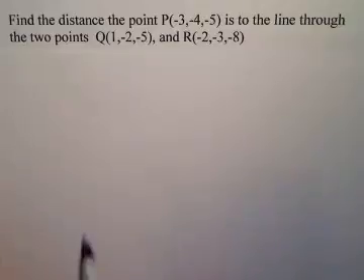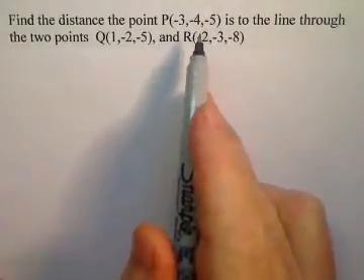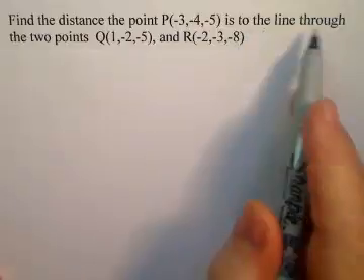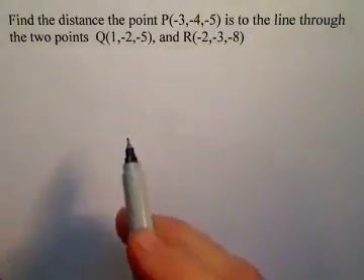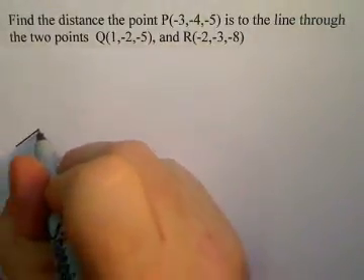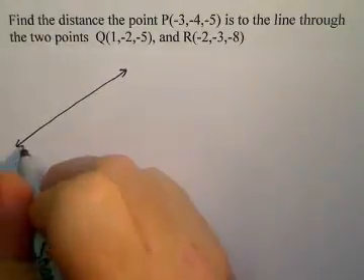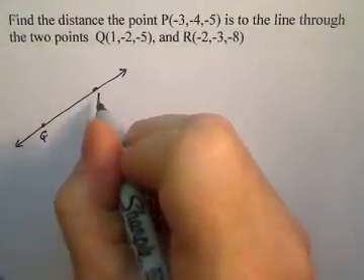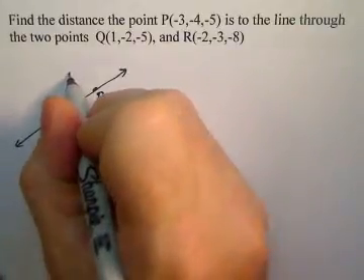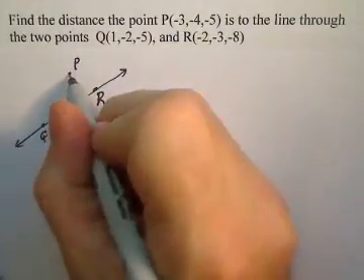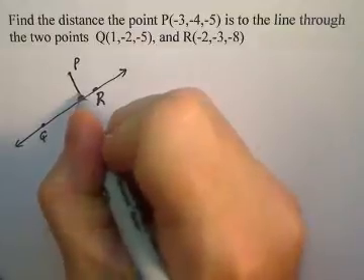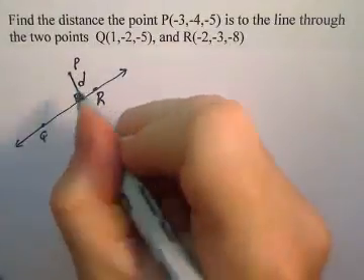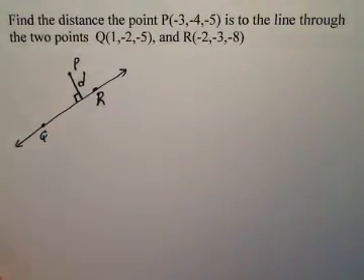Okay, here we're trying to find the distance from a point P to a line through two other points, Q and R. So I want to draw a picture here. So here might be Q, and maybe here's R. Maybe my P is here, and this distance here is going to be orthogonal. So I want this distance D here.